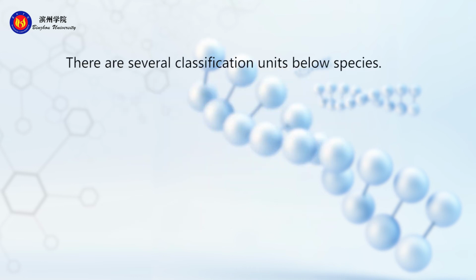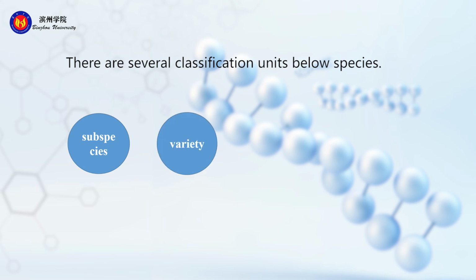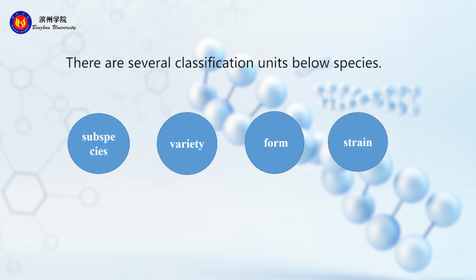Also, there are several classification units below species. For example, subspecies, variety, form, and strain. Okay, we have learned the general scheme of taxonomic hierarchy.